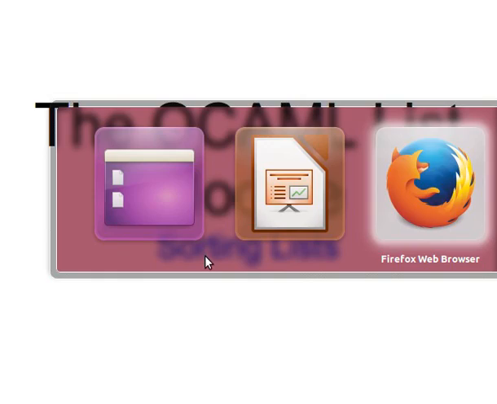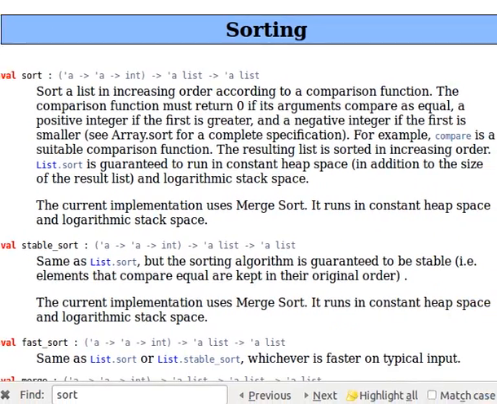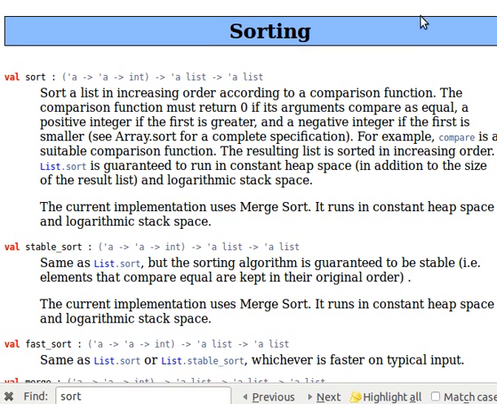Let's go to the OCaml system, to our OCaml List module, and here we have the function sort. What it does is sort a list in increasing order according to a comparison function. The comparison function must return 0 if its arguments compare as equal, a positive integer if the first is greater, and a negative integer if the first is smaller. Don't worry about Array.sort.